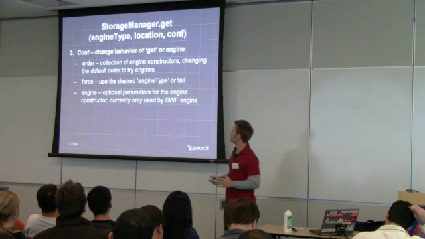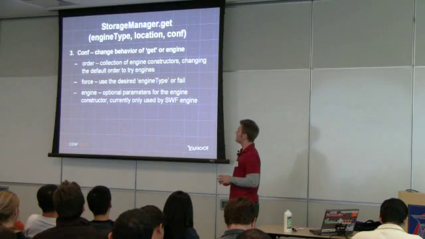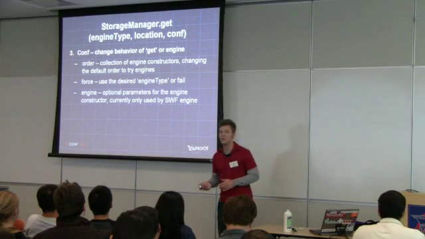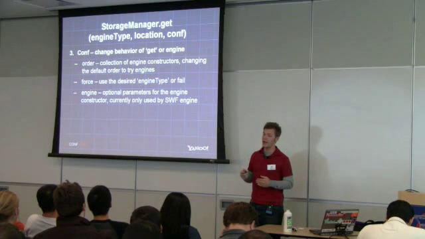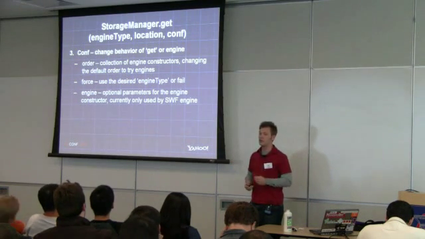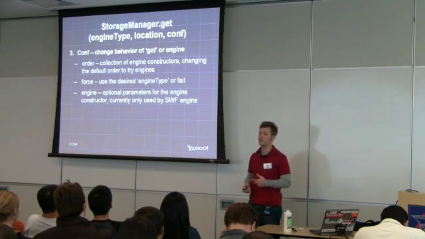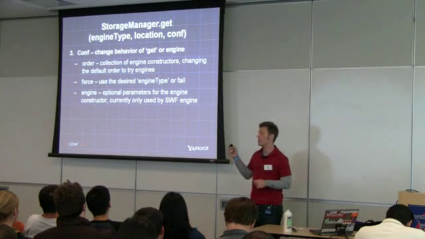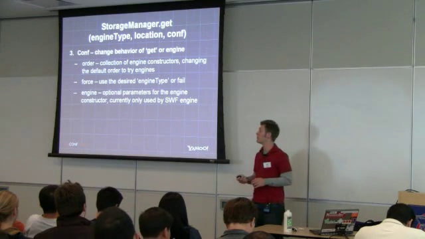The last argument is a configuration object. There are three things you can define on the configuration object. The first is the order. If you don't want to use the default order that we're going to use for you, the get method is going to try all of the available engines until it finds one that works, and there's a default order for that. It's actually the order that they were registered with Storage Manager. So it's really the order they appear in the code. If you don't like that order, you can pass in an array as the order property, and that will be the order that they're attempted first before using the default order.